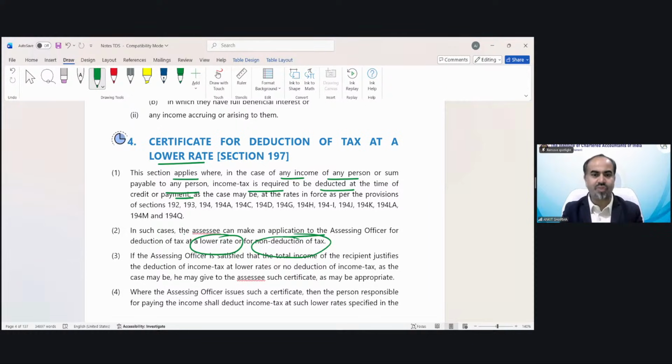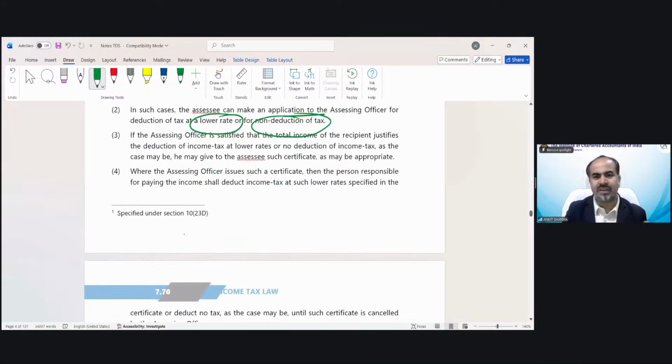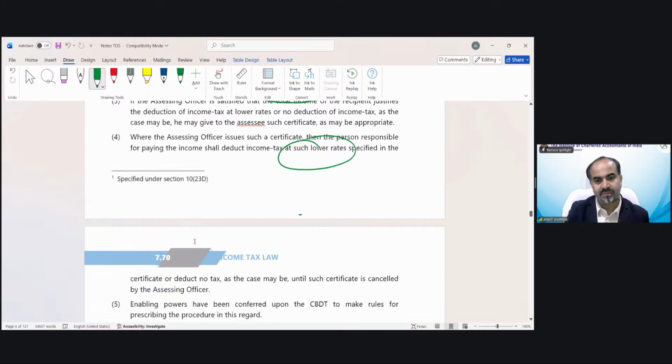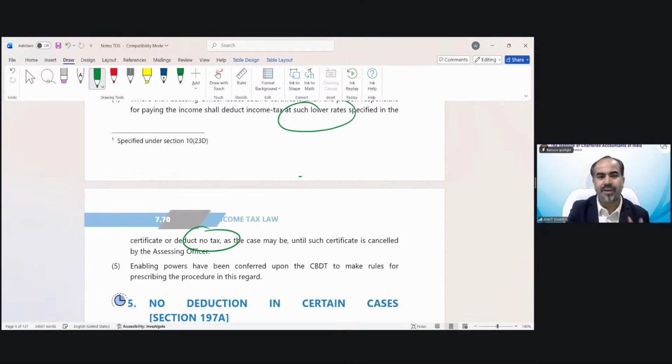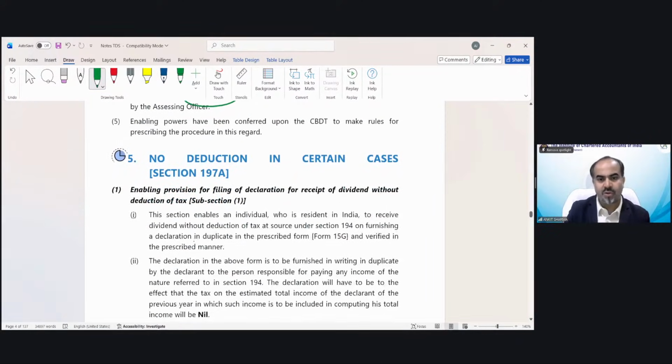It is lower than the basic exemption limit, so there would not be any tax liability. So please do not deduct the TDS, or deduct the TDS at a lower rate. In these kinds of circumstances, if the assessing officer thinks it is a fit case, they can allow a lower rate of deduction of tax, or no deduction of tax in certain circumstances. Reading purpose. So there was lower deduction, and no deduction in certain cases.